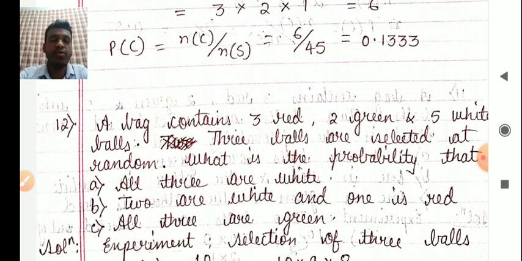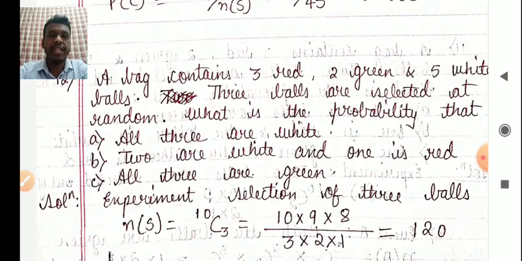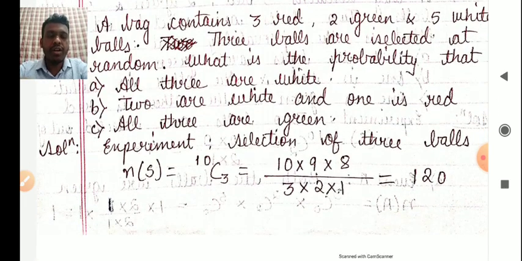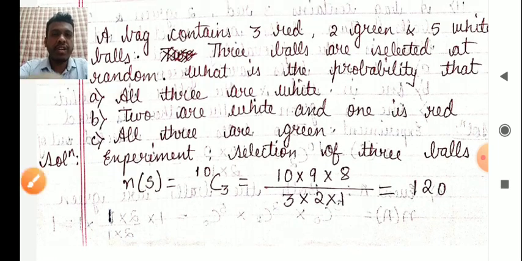Solutions here, look at the solution, bottom line. Experiment: selection of 3 balls. So out of 10 balls we are selecting 3 balls. So 10C3, which is 10 into 9 into 8 divided by 3 into 2 into 1, which is equal to 120. Once you have found that 120 using a calculator, we move to the first event.